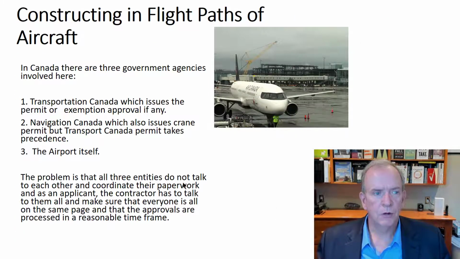Flight paths at an airport, tricky stuff, as I was mentioning. One party doesn't coordinate with the other. So there's usually 3 government agencies that you've got to get approval through: Transport Canada, NAV Canada, and the airport itself. And they don't talk to each other. So you've got 3 separate approvals, and you have to coordinate them and get those approvals, and then you can put up your crane. So those are some of the issues.